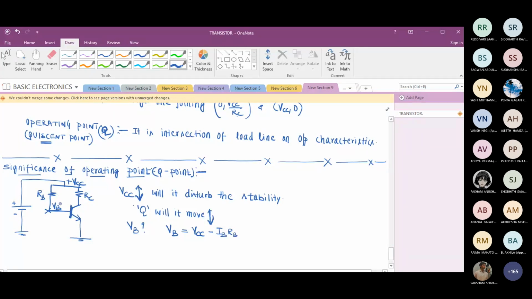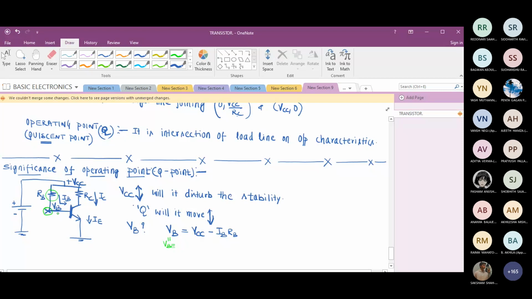One is the base current IB, one is the collector current IC, and one is the emitter current IE. Do all agree with this? Yes, sir. So if I ask you what is the voltage at the base of the transistor, is it not VCC minus IB, the drop across RB resistance, IB RB? Yes, sir. Now, is VB equal to VBE?